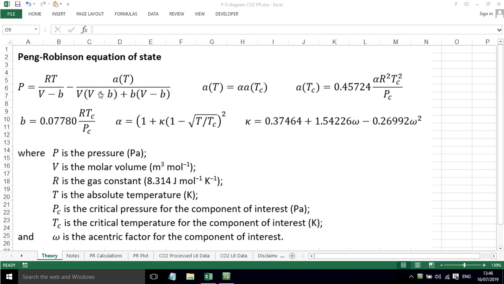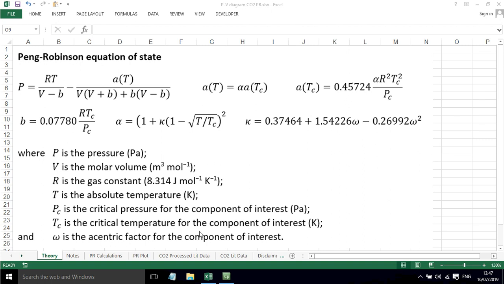So this is getting a bit more complicated in terms of this term here that's accounting for the attractive forces between molecules. And then the further terms are defined here. So a(T) that's shown here equals alpha times a(Tc), and the equation for a(Tc) is shown here. The equation for b is given here. Alpha then depends on temperature and critical temperature, and it also depends on kappa. And kappa is given in terms of omega, which is the acentric factor.